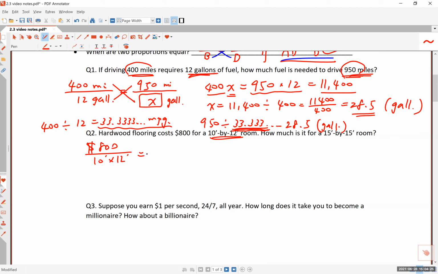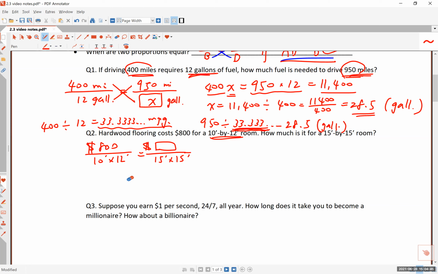So then how much is it for a 15 by 15 room? Good question, right? I mean, this is quite a practical question. If you have a 15 by 15, then of course you need more than the smaller room, 10 by 12. And so how much would you need?